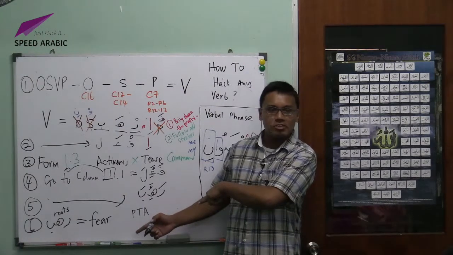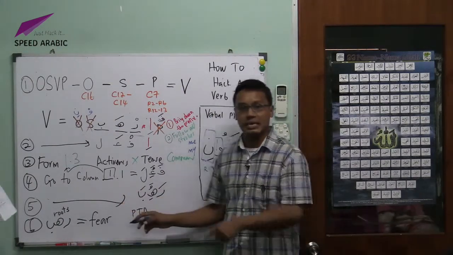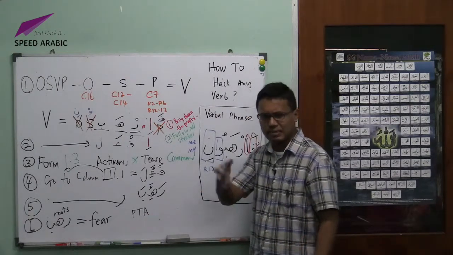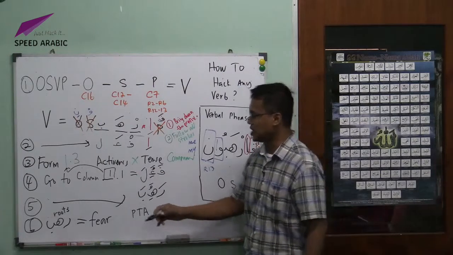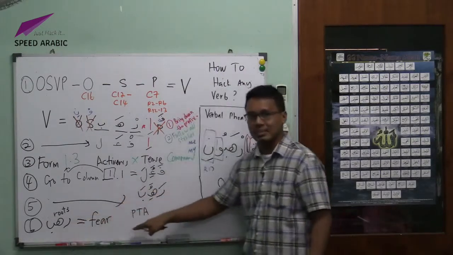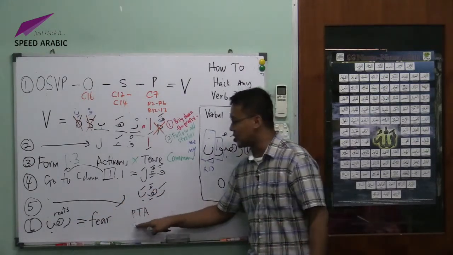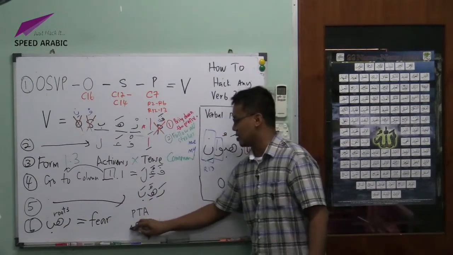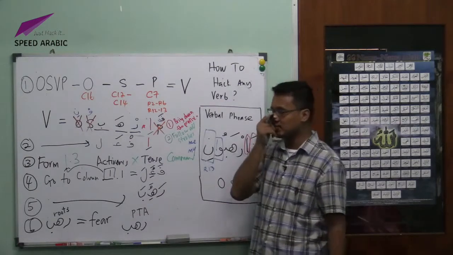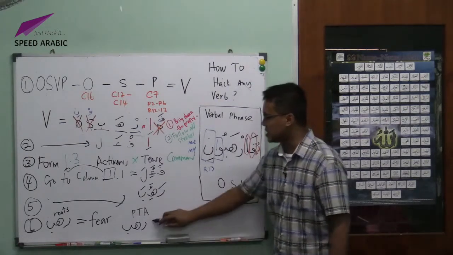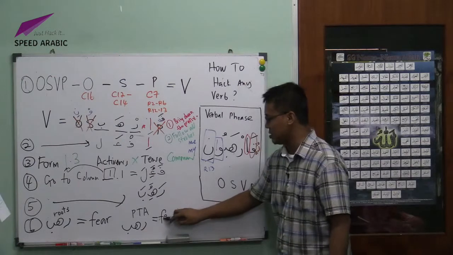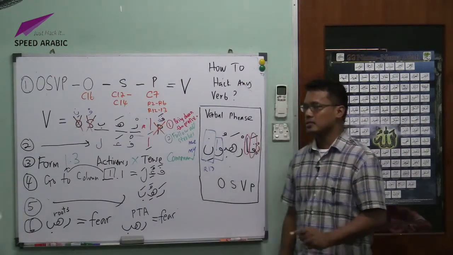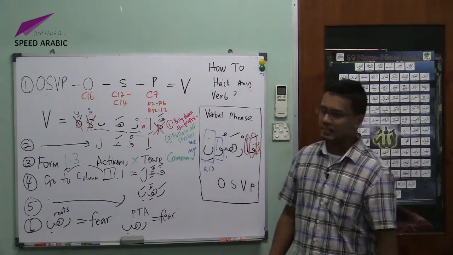Why? Because this verb is three-lettered. PTA here is supposed to, when you find something like just now, nazala becomes anzala, right? So you will need to find nazala first, then you go down to anzala. So that's the process. But because this is already three root, so it's the same. We will take a different verb that has a PTA. So this will also be fear.